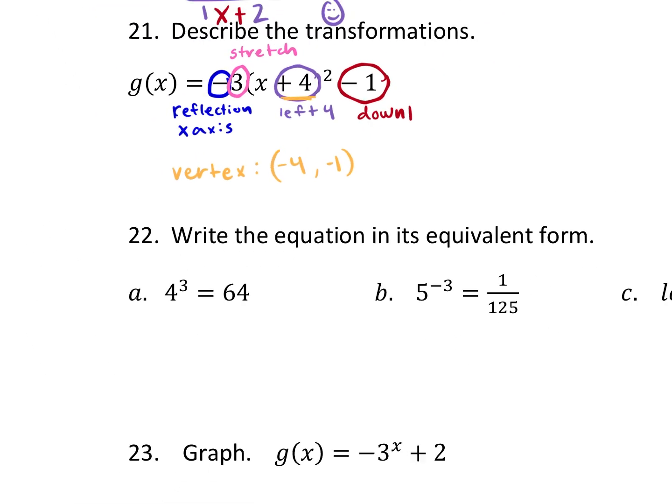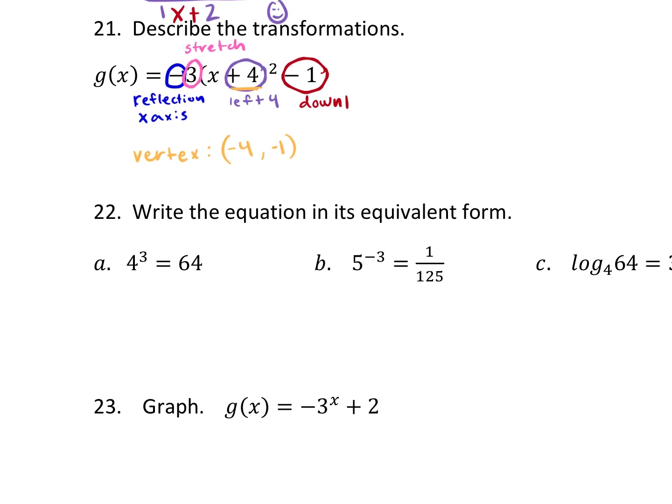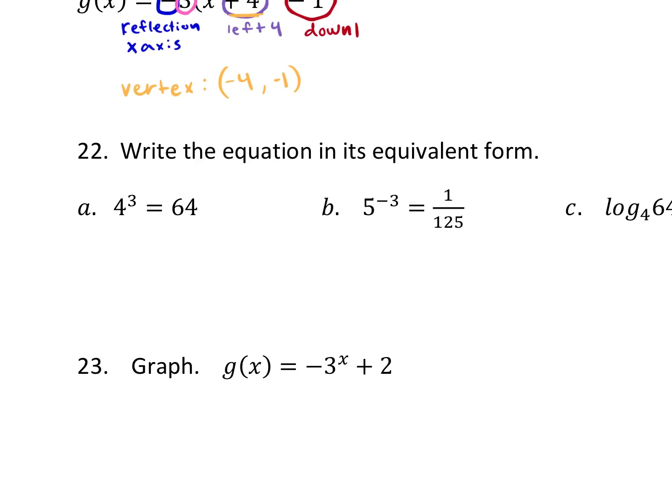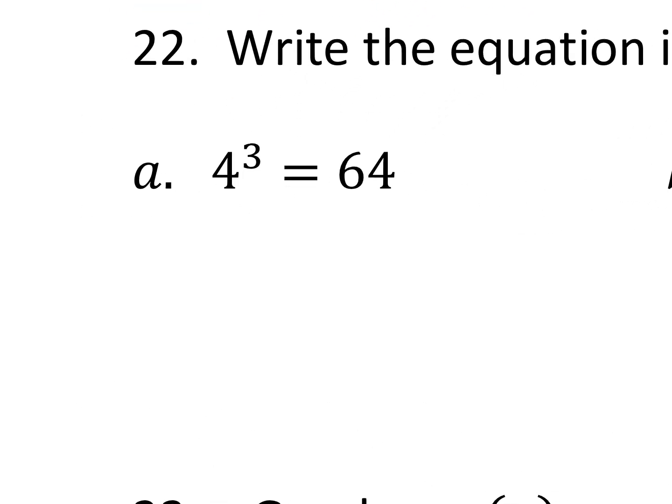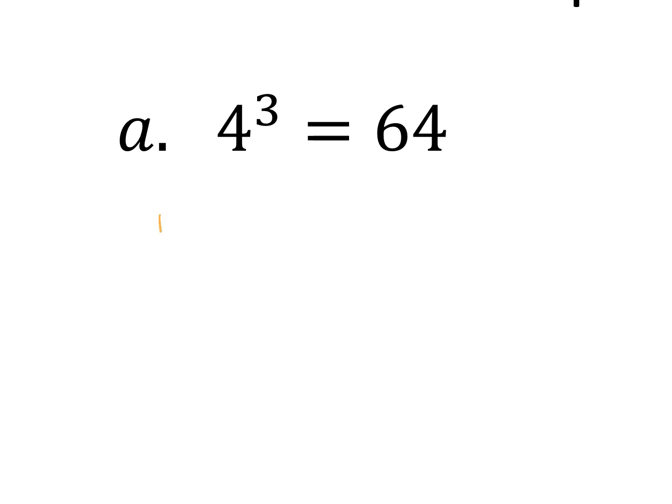Right, 22. So for 22, when it says write the equation in its equivalent form, if it's a log, we put it in exponential form. If it's an exponential function, we put it in log form. So here I have an exponential function. I would have to put it in log form. So I start with log. What would my base be? 4. And then I switch the order of the other two. So 64 is equal to 3.